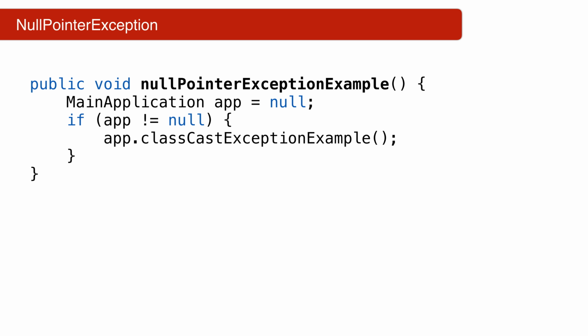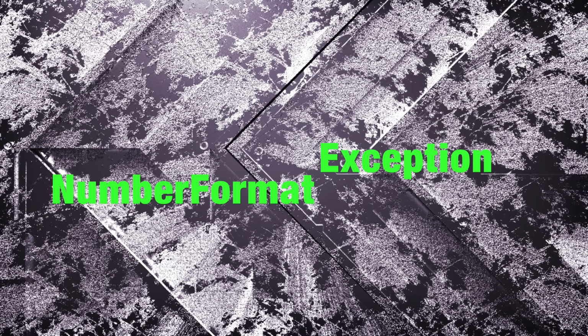If there's any possibility our class instance can be null, we must always check for a value before using it. This is a best practice for defensive programming. The other way to fix this is to use Java optionals. We'll have several videos on optionals later, but for now, know they're a way to avoid null pointer exceptions.